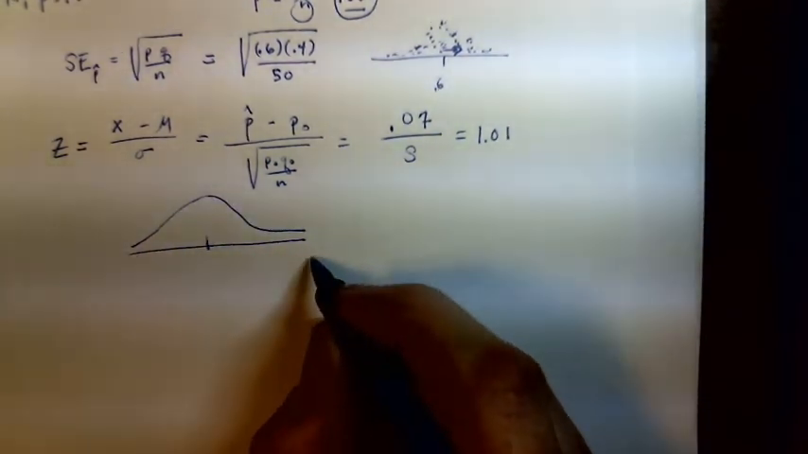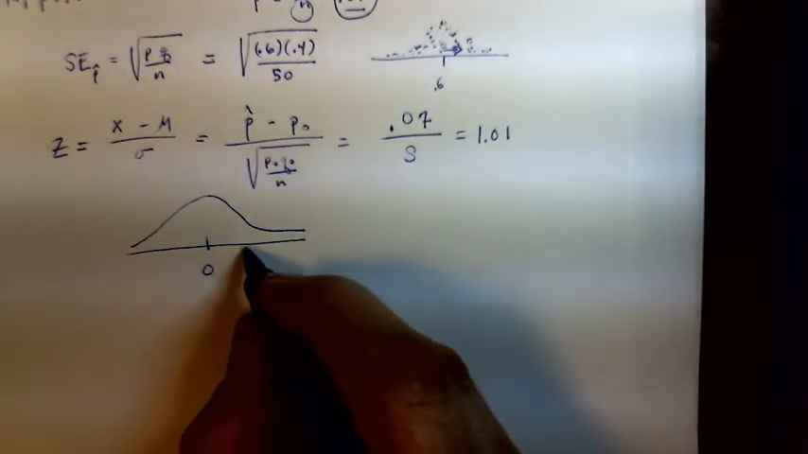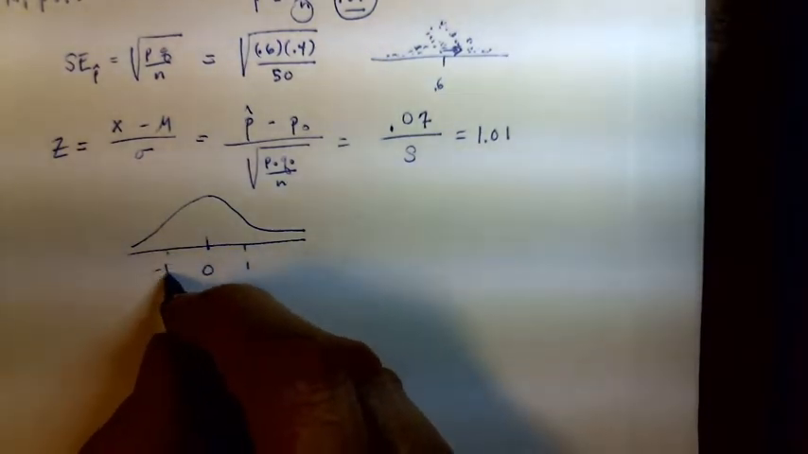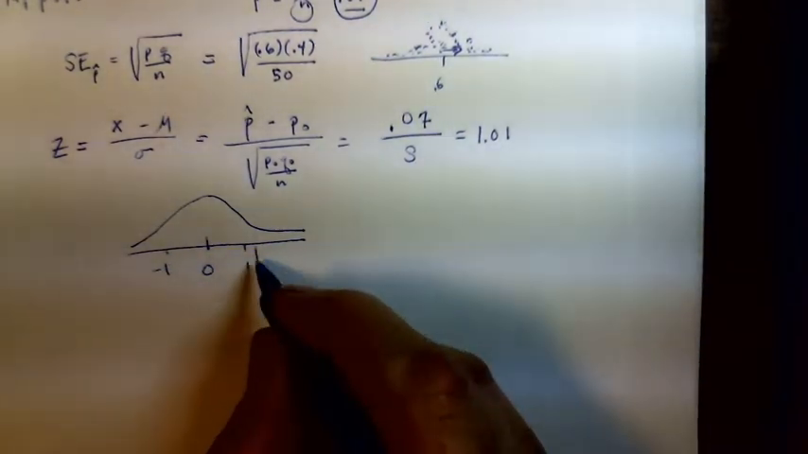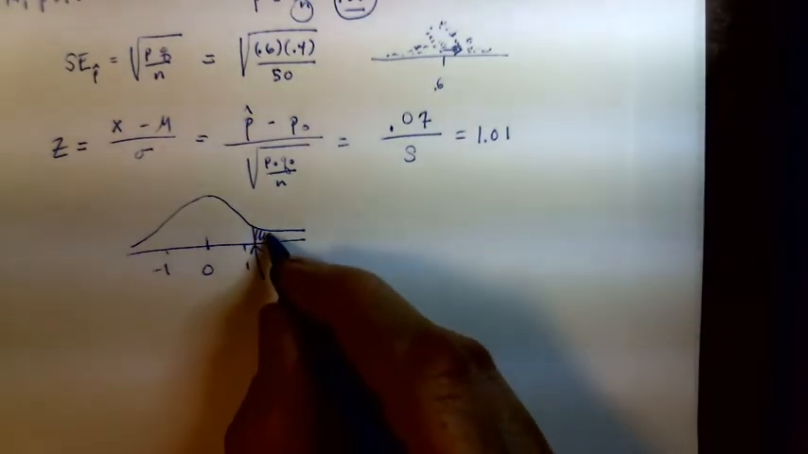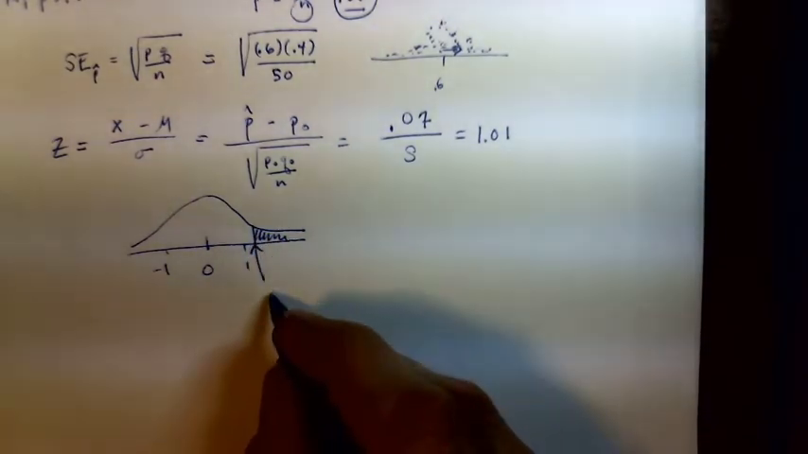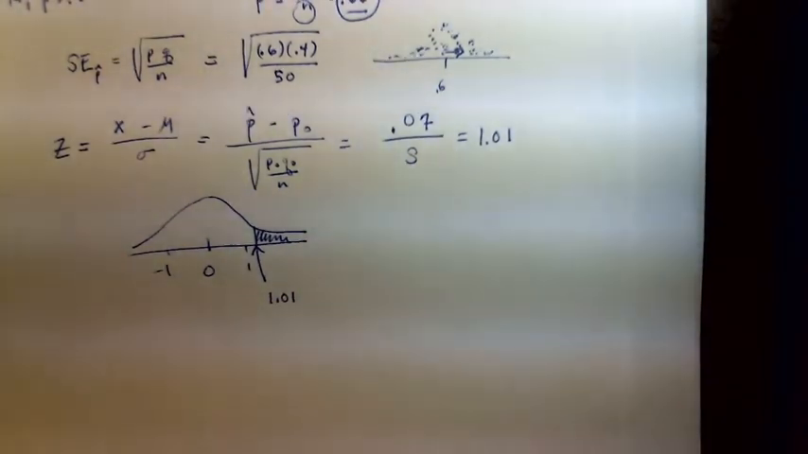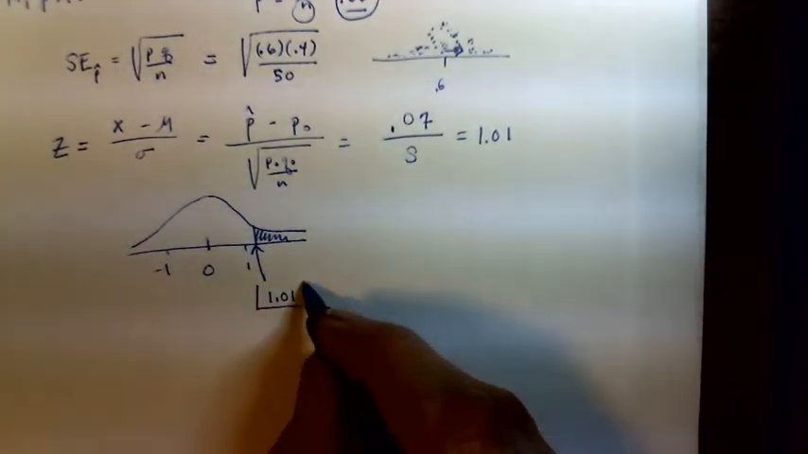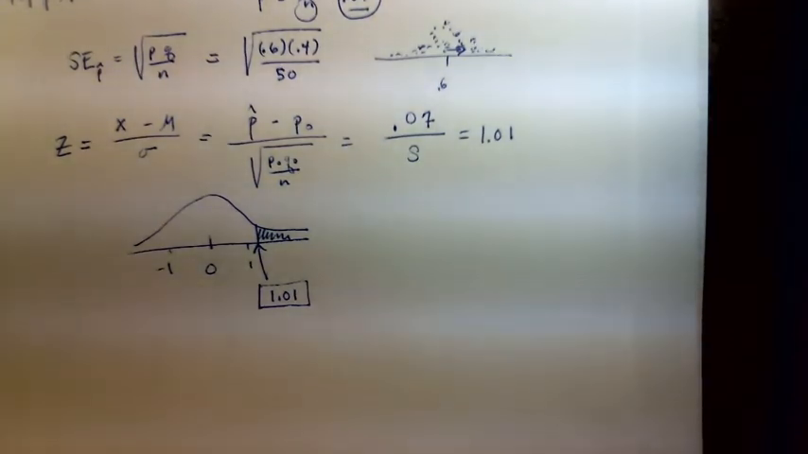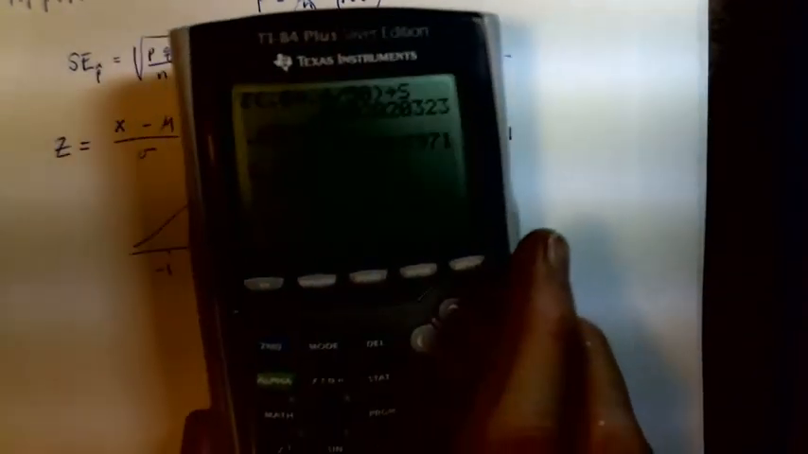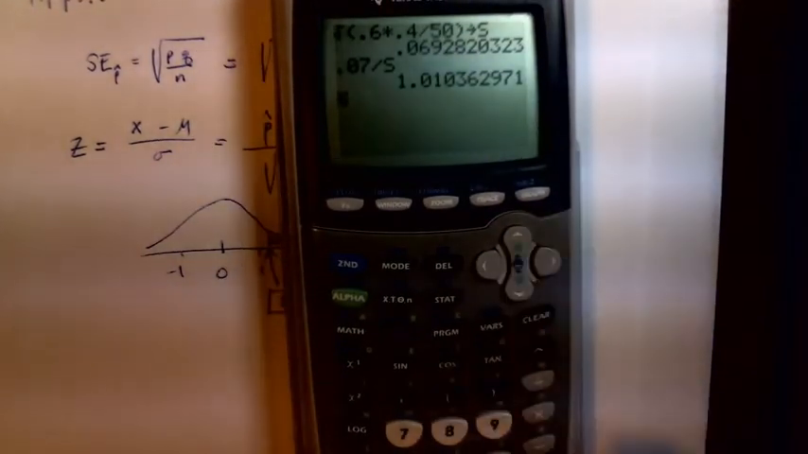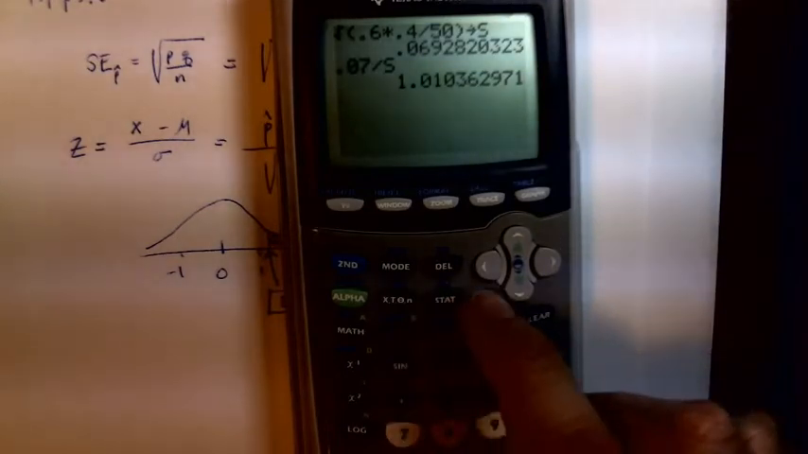So we're going to look at the standard normal curve that has a mean of 0 and a standard deviation of 1, and we're going to look and see what the area to the right of 1.01 is. We call that our test statistic, and we're going to look at the area to the right of that test statistic. Many of you know that the answer is going to be way bigger than 5%, but let's check it out anyway.